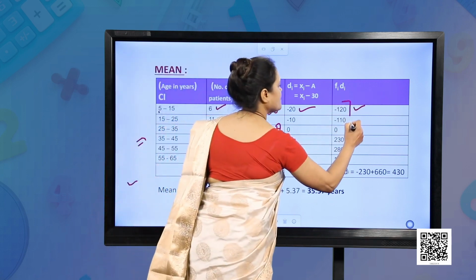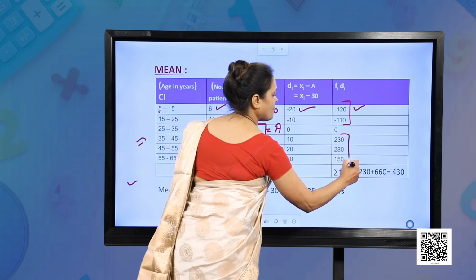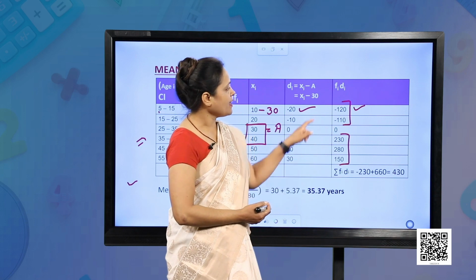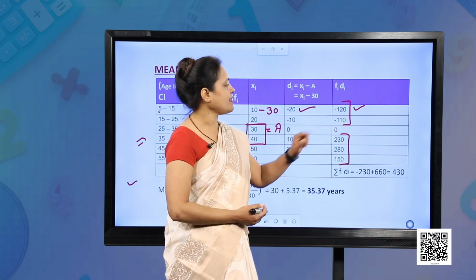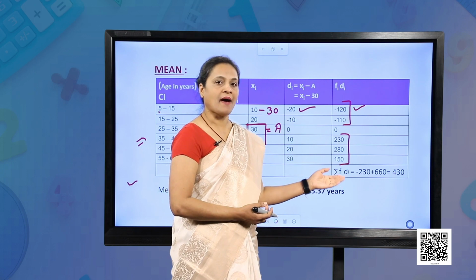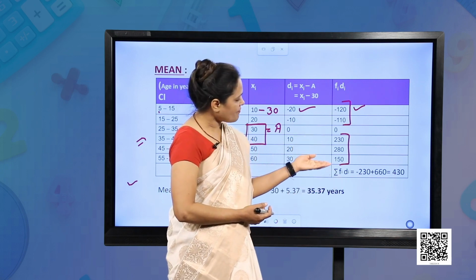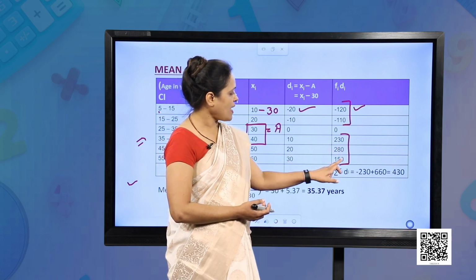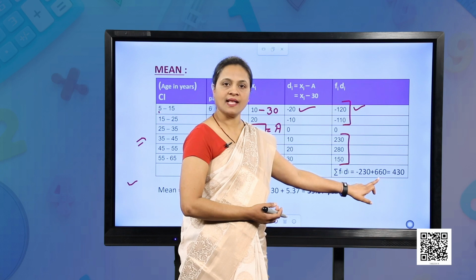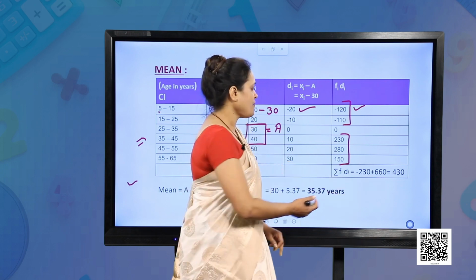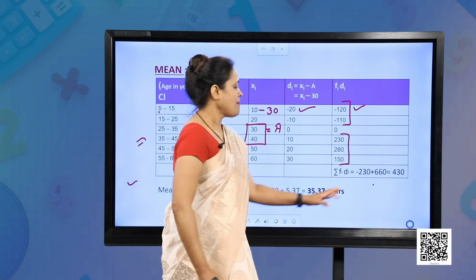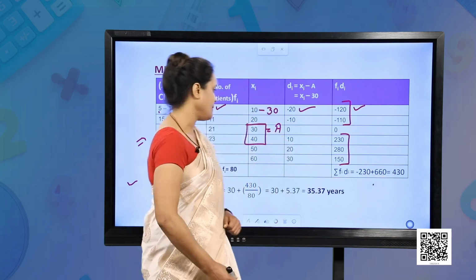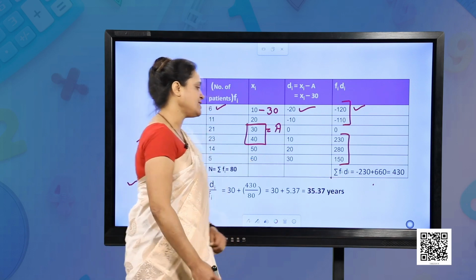Now, again I have some negative values and some positive values. I am going to add these negatives separately. Minus 120 minus 110 gives me minus 230. When positive values are added, 230 plus 280 plus 150, the answer is 660. So, when I solve these two numbers, minus 230 plus 660 gives me 430. This is my sigma fi di.